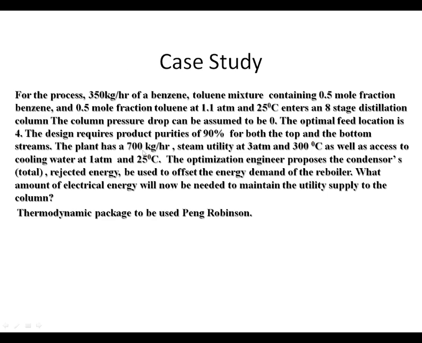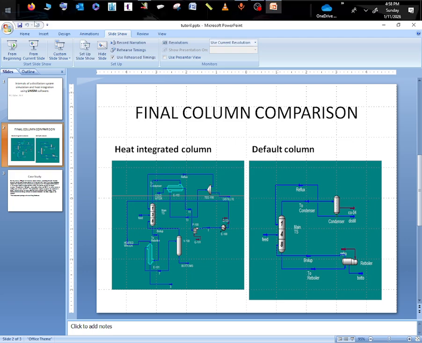And we have access to about 700 kg per hour steam utility at 3 atmosphere and 300 degrees, as well as access to cooling water at 1 atmosphere and 25 degrees. So we're going to assume we have access to the same mass of cooling stream and heating stream. The optimization engineer proposes that the condenser in this case is a total condenser. So instead of that rejected energy, we can use that to offset the energy demand for our boiler. They are going to solve and find the amount of electrical energy that will be needed to maintain this utility supply to the column. We're going to use Peng-Robinson as the fluid package, so I think we should start.